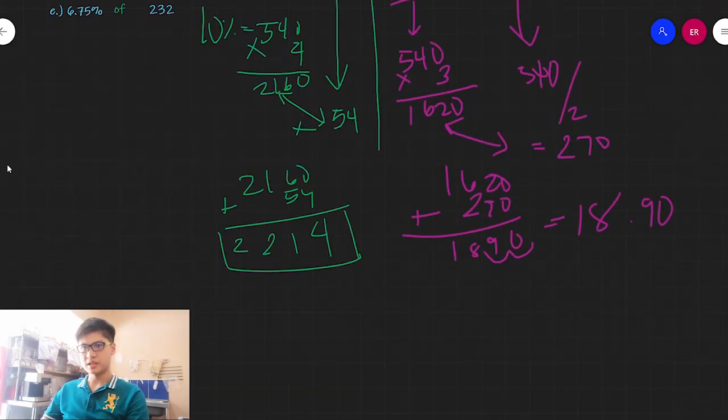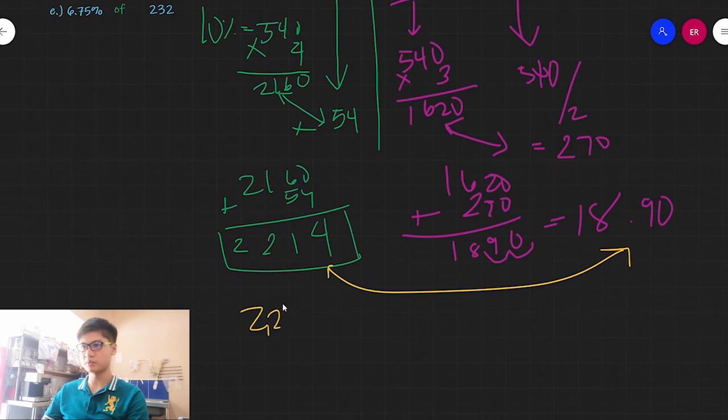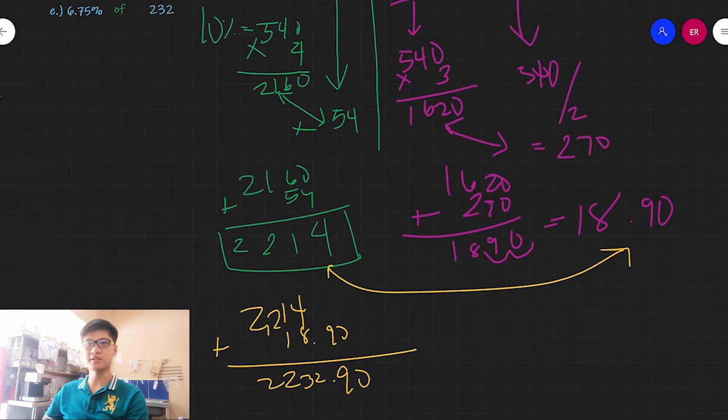So let's now combine these two answers we got. We have here 2,214 and 18.90. Let's add them both. We have here 2,214 plus 18.90, and we are going to get the answer of 2,232.90. All right. So let's check that in the calculator.